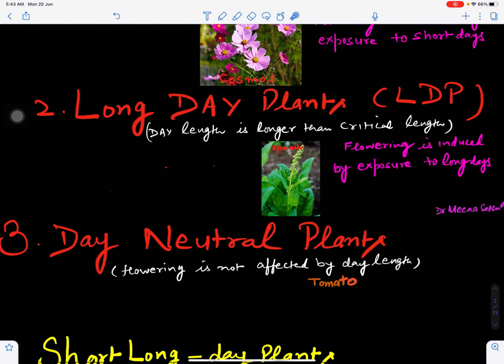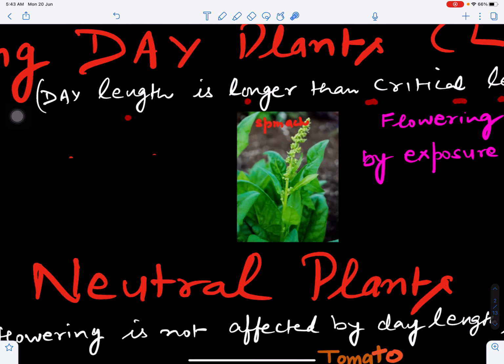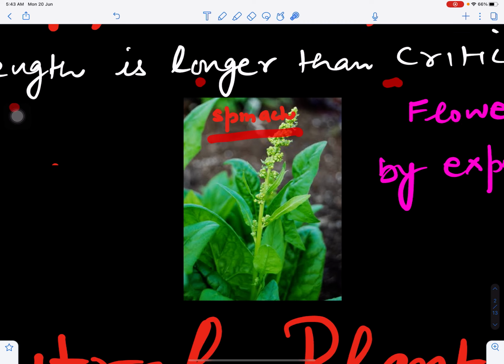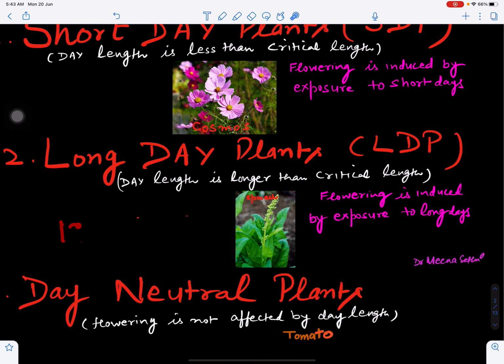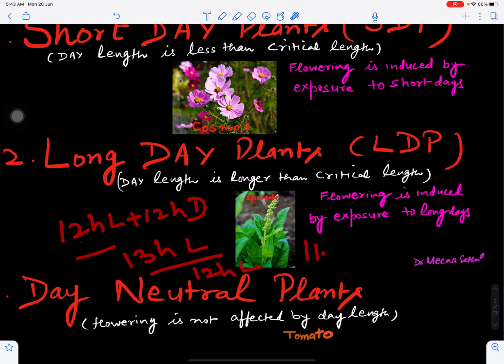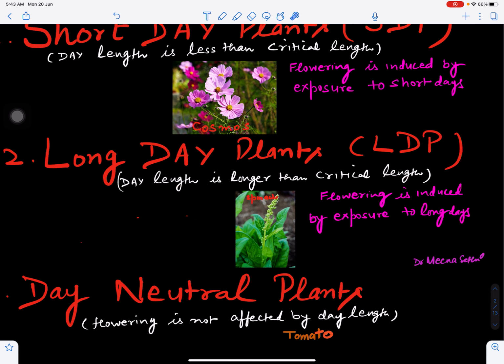Now if we look at a long day plant, here day length is longer than the critical day length. This is the case of spinach. Supposing the plant requires 12 hours of light and 12 hours of dark period. If the plant is given 13 hours of light, flowering will take place. If given 12 hours of light, flowering will take place. If given 11 hours of light, flowering will not take place. So here day length is longer than the critical day length. Flowering is induced by exposure to long days.